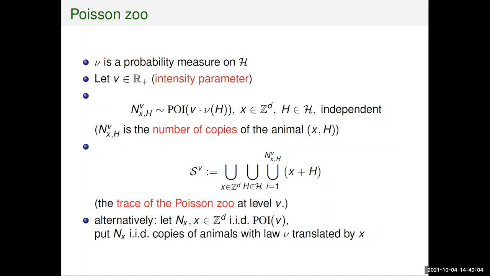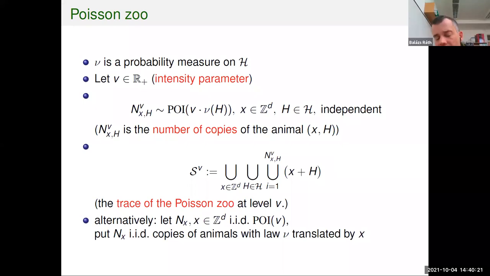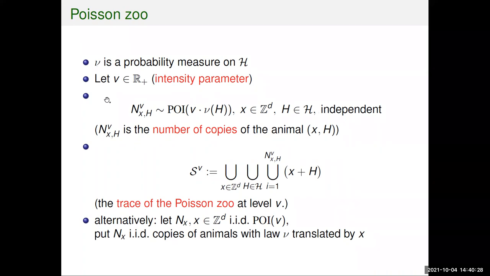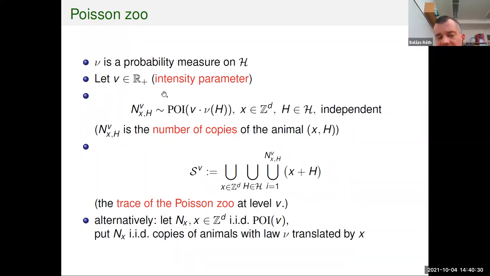So does it mean that if you're putting a Poisson number of animals at a given location, rooted at X, then indeed it's as if you're putting one animal with a different distribution. One or zero. So if the intensity is very low, so if V is low, then actually most of the vertices of Z^d are not going to be covered by an animal.